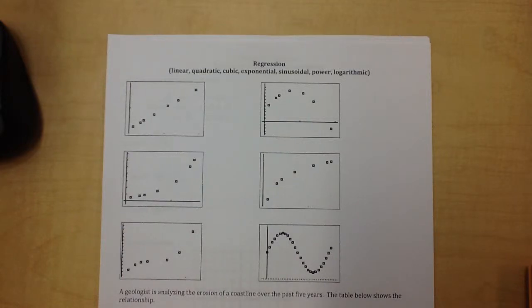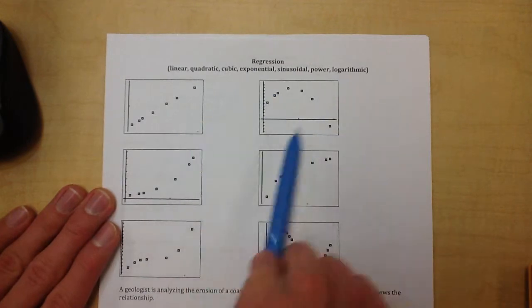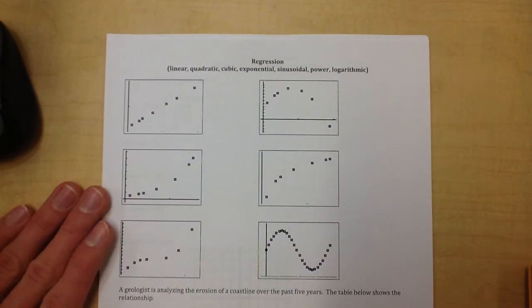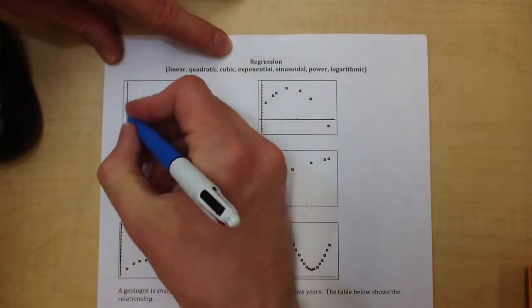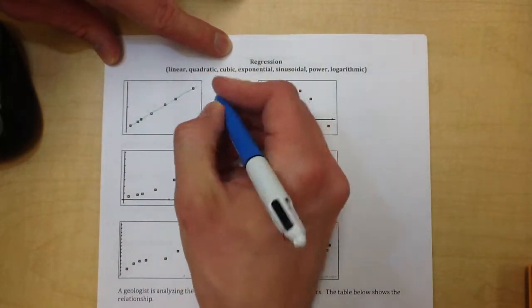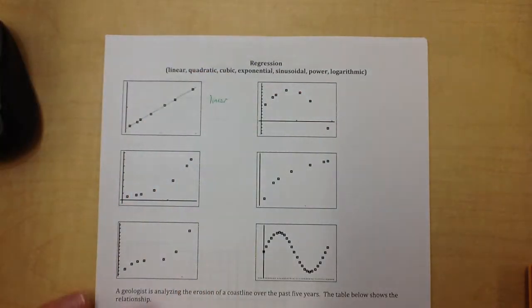Let's talk about regression. There are 7 different types of regression listed up here and only 6 pictures, so one of them is going to get left out, but let's figure out which one it is. Here we go. The first one is, I'd like to think, pretty obvious. You can draw a straight line through that, therefore it is linear. It could go up, it could go down, could have a negative slope also.